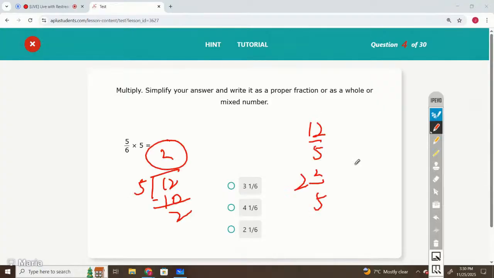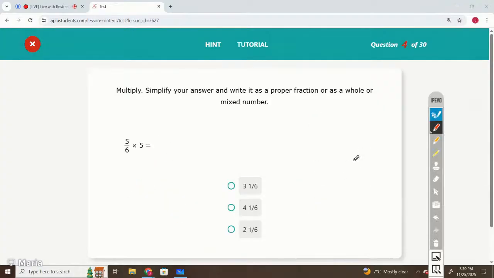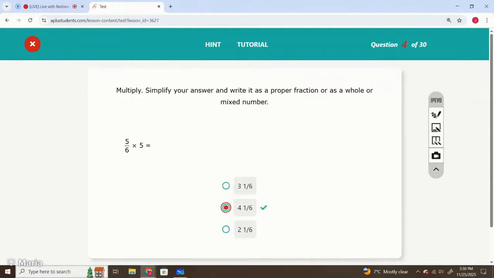5 times 5 is 25. So you have to do 25 by 6. 6 times 4 is 24. That is 4 whole 1 by 6. Option number 2 is the correct option.